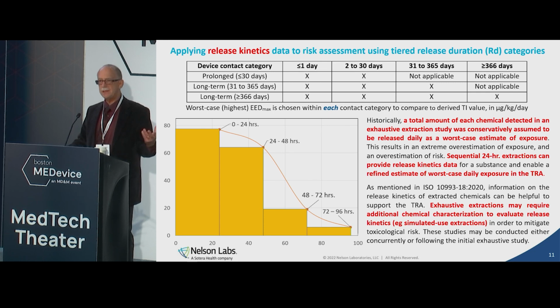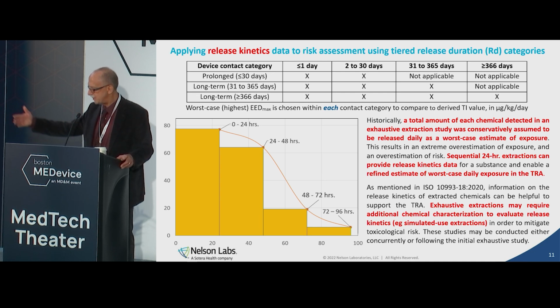And I want to raise the awareness in the general community that historically the total amount detected in an exhaustive extraction was conservatively assumed to be released as a worst case estimate of daily exposure. That's an extreme overestimation of exposure and risk. These sequential 24-hour extractions go under a couple different names. They could be called release kinetics, or they could be called simulated use. They provide a refined estimate, lower and more realistic. And as mentioned in 10993-18, which is the chemistry guideline, information on the release kinetics of extracted chemicals can be helpful to support the risk assessment.